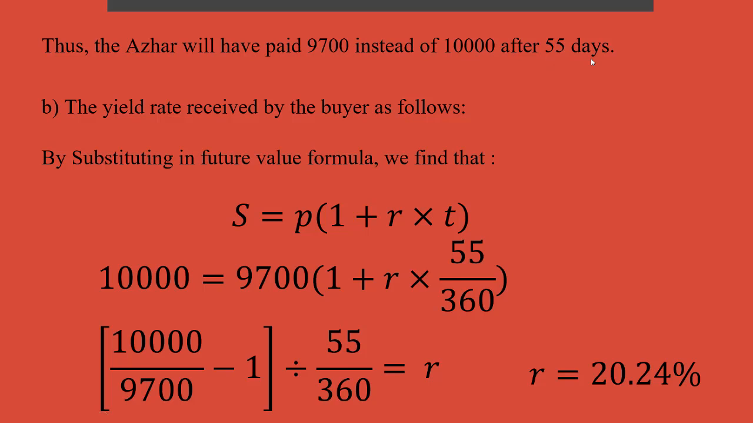To get R, we will substitute in the S formula. S equals B times 1 plus RT. S is 10,000, B is 9,700. T equals 55 over 360, so R will be equal to 20.24%.